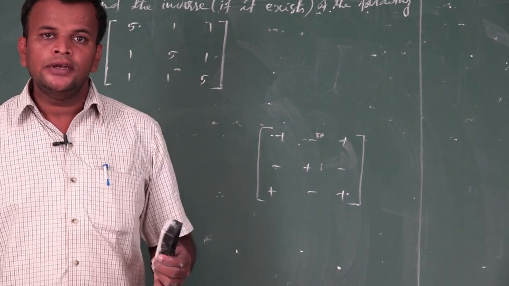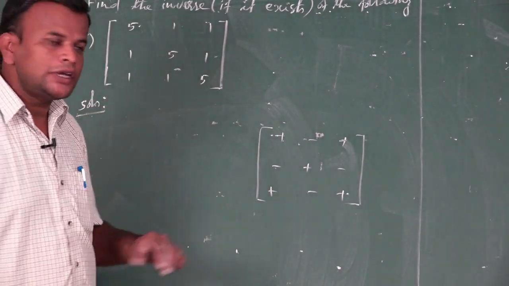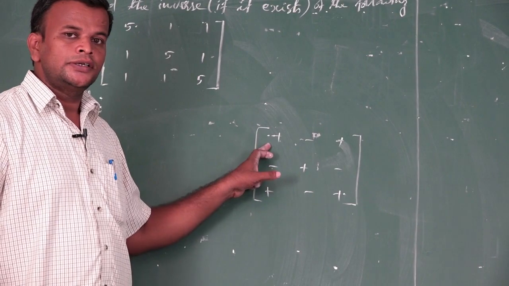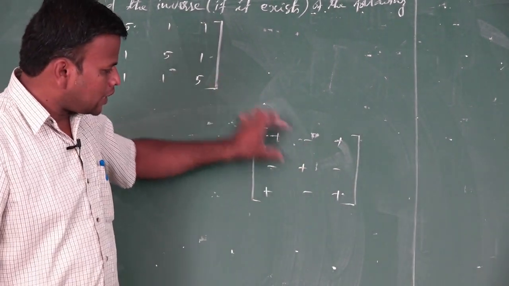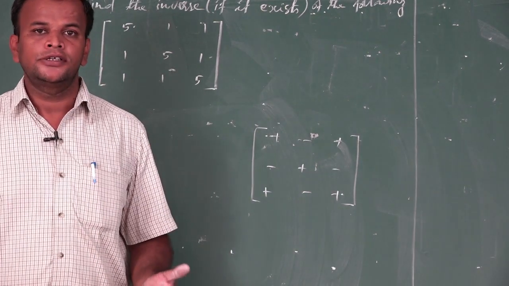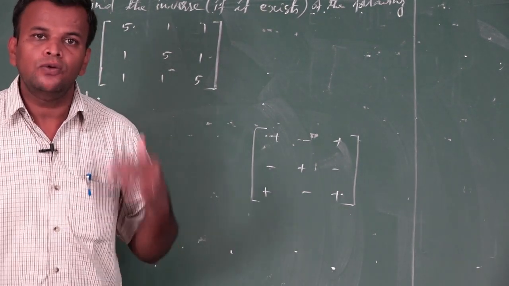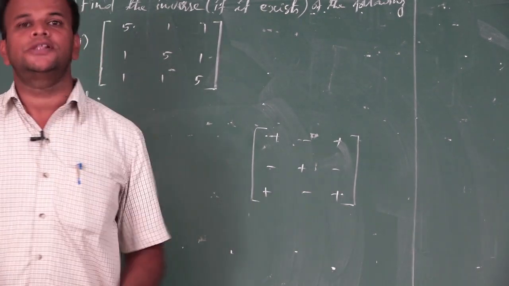So the sign of the first element is always plus, then it goes alternately, plus, minus. It starts from plus and the end is also plus. It's only one rule to find the cofactor of any 3 by 3 matrix.